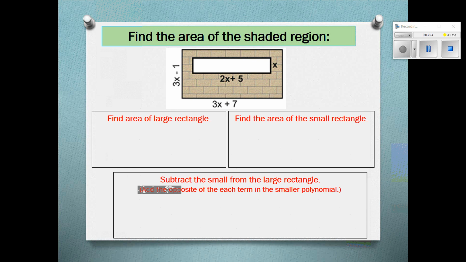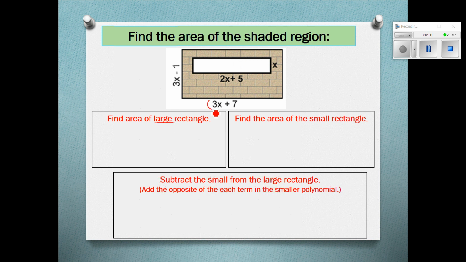Next, we're going to find the area of a shaded region. Now, if you look up here, we have two rectangles, and we want to know the area of the brick wall, but this part right here is not shaded, so it's the brick wall minus this part of the wall. In order to do that, it's going to take several steps. First, you have to find the area of the large triangle.